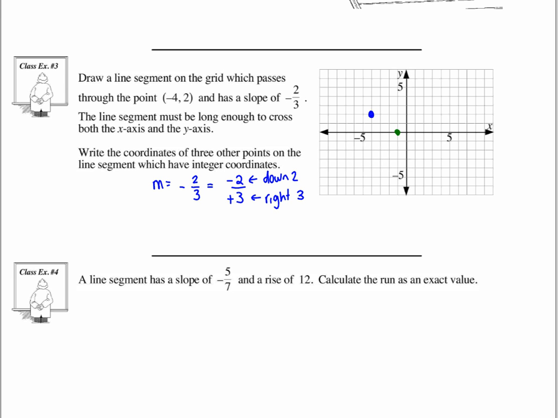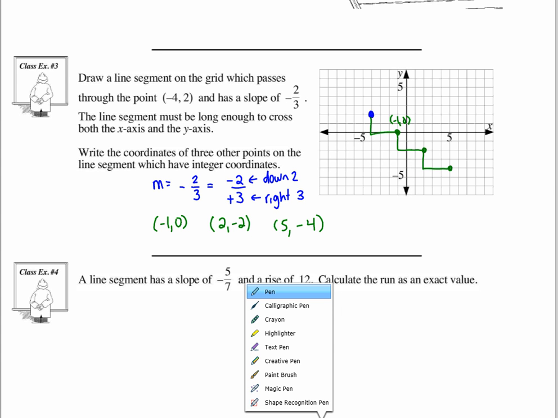Down 2, right 3. And we can follow that pattern of down 2, right 3, and so forth. It says write the coordinates of 3 other points. Well, there's 3 other ones. There's one at -1 and 0. There's one at x is +2, and y is -2. And another one at x is +5, y is -4. Okay, and so we want to connect that line.